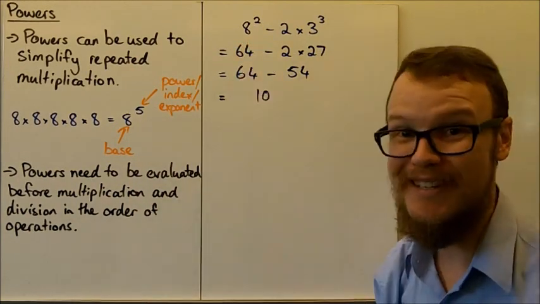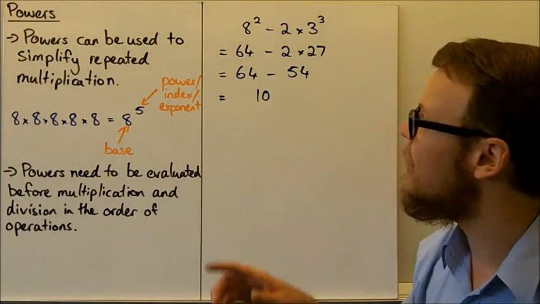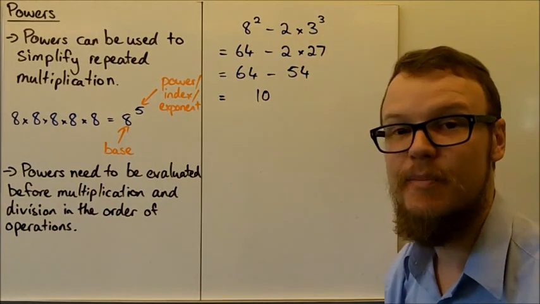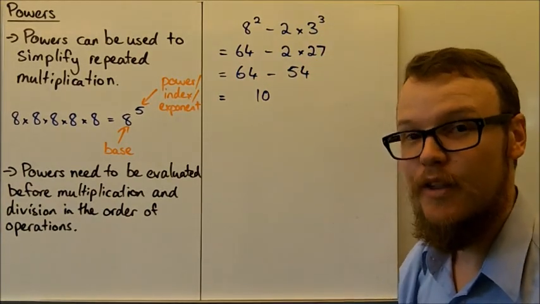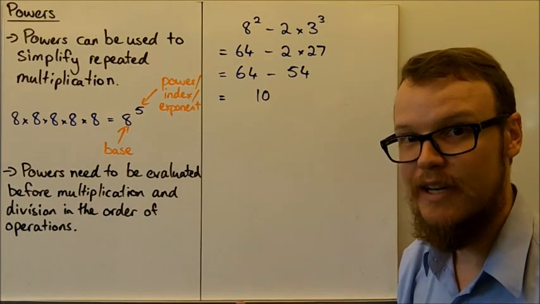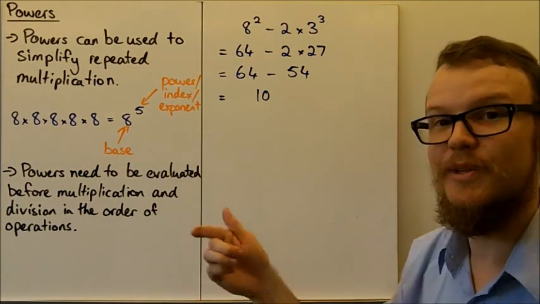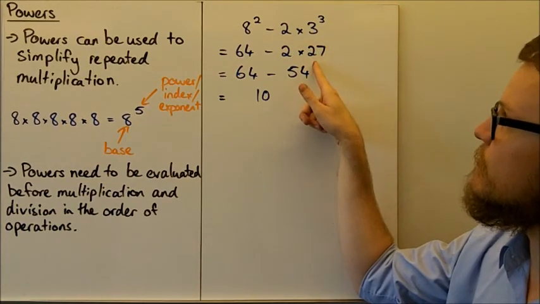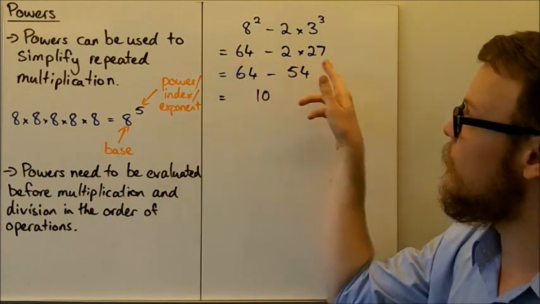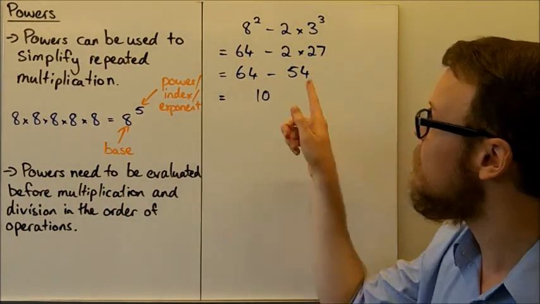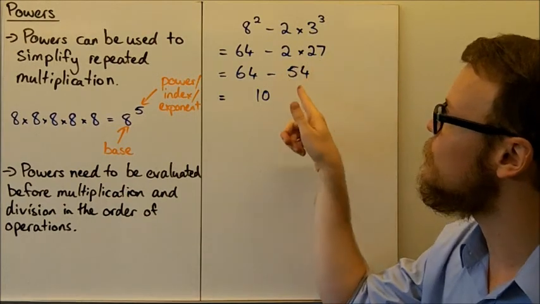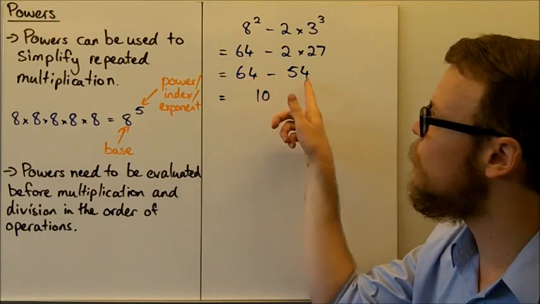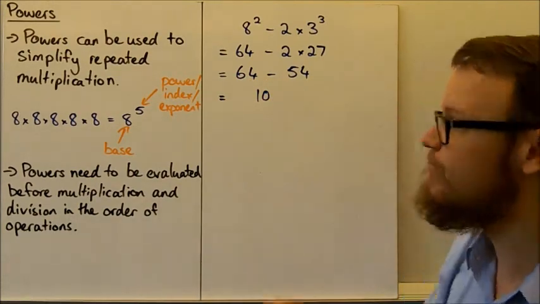So 8 to the power of 2 is the same as 8 times 8. 8 times 8 is 64. Here I can evaluate this power as well, 3 to the power of 3. 3 to the power of 3 is the same as 3 times 3 times 3. So 3 times 3 is 9, times 3 is 27. So 3 to the power of 3 is 27. Now I don't have any more powers, so I can evaluate any multiplication. I see multiplication here. 2 times 27 is 54. And then I can evaluate the subtraction here. 64 subtract 54 is 10.